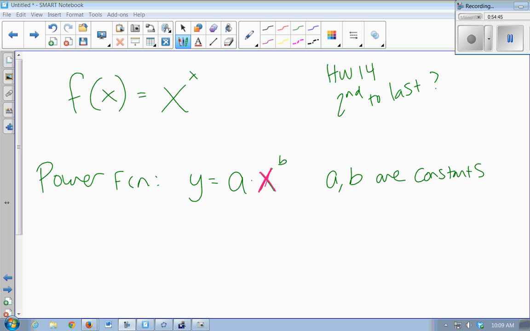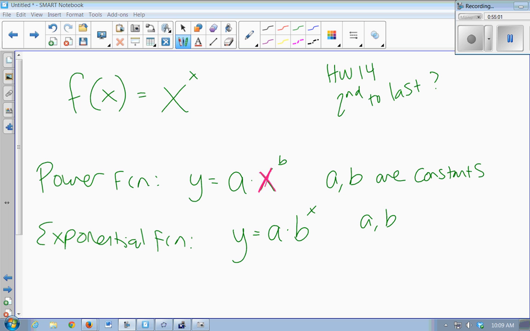And the definition of exponential looks like y equals a times b to the x. Again, a and b have to be constants, so the only variable is in the exponent. So x to the x looks like a hybrid of a power function and an exponential function because it has a variable in the base, like a power function, and a variable in the exponent, like an exponential function. But it doesn't meet the definition of either kind of function.